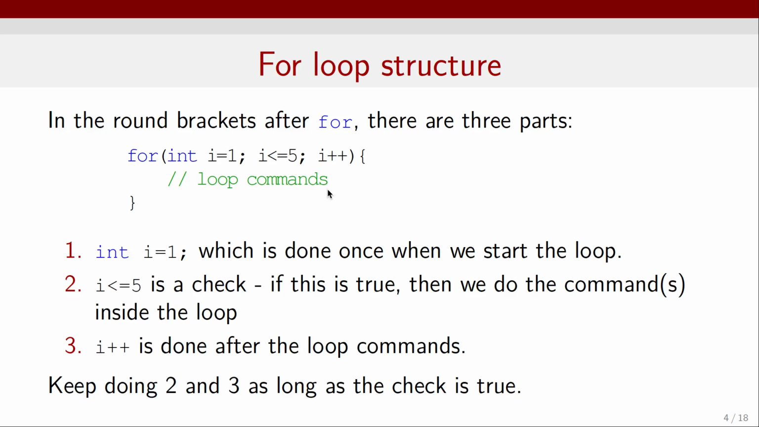In general, the for loop structure looks like this. Again, you have a for, then you have some integer. So you have an int I equals 1. This is done once when you start the loop. And then you have the part that's I is lower or equal to 5. That is a check. So if this is true, then the commands inside the loop are executed. If this stops being true, then the loop ends.